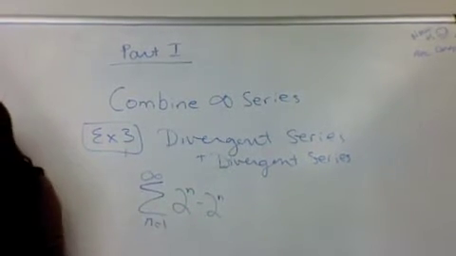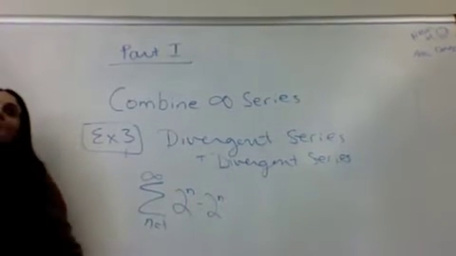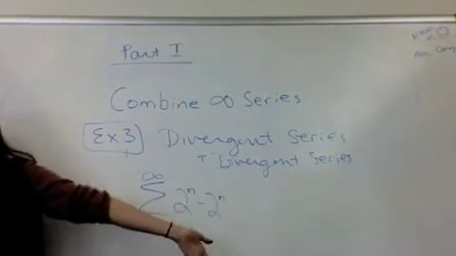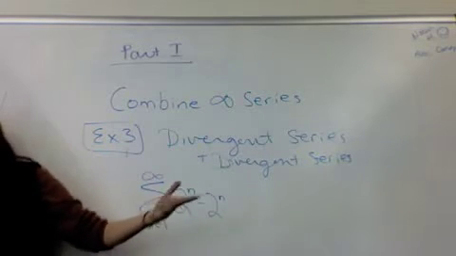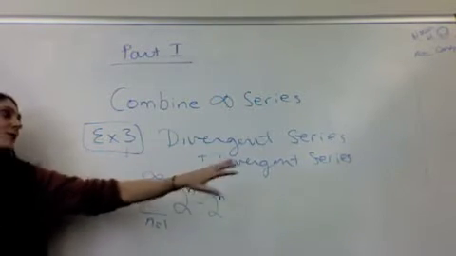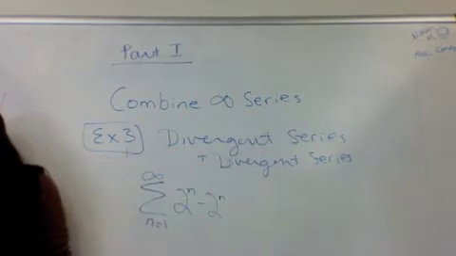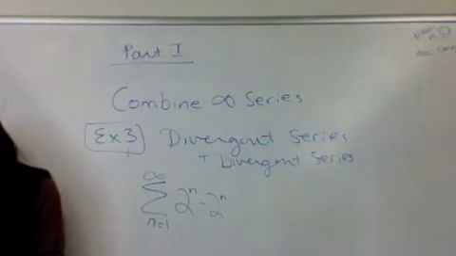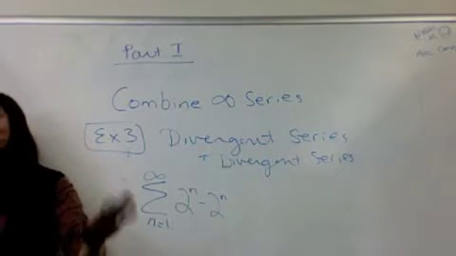Yeah, that's 0. So officially, you could rewrite this as 2 divergent series. So the vast majority of the time, divergent plus divergent is divergent. That's the only case where it's not. You just have to think about it. Don't just rush ahead. It's the only case.